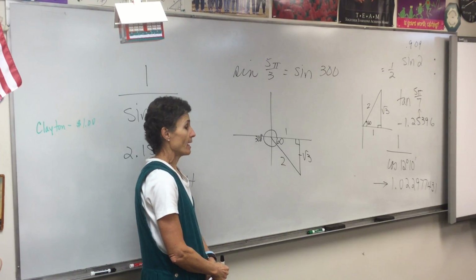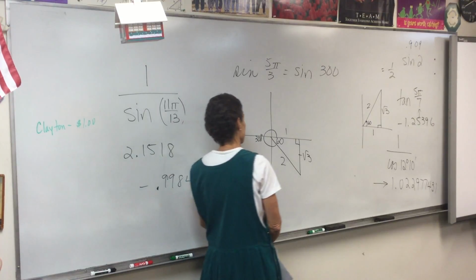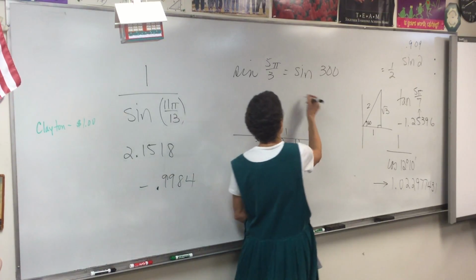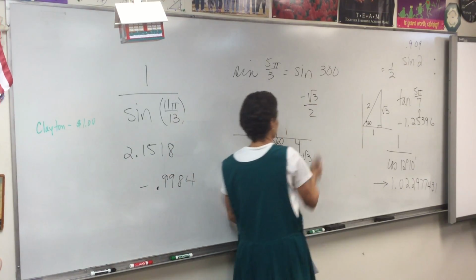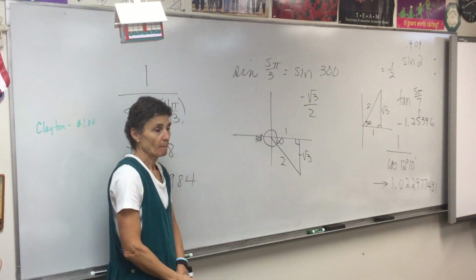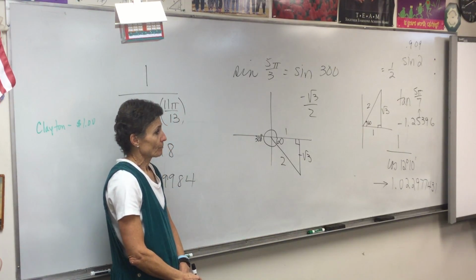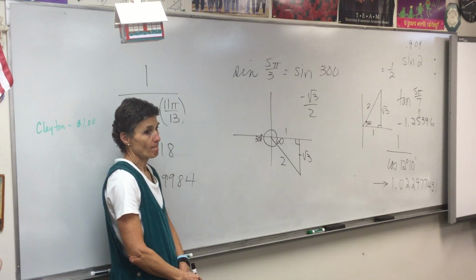Now, I want the sine. What's the value of the sine? Opposite over hypotenuse, negative root 3 over 2. I feel like you should be able to do those in your sleep.